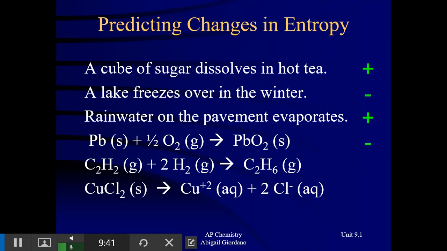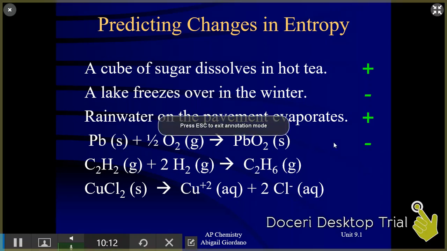Okay, now in the next one, if you look at the states of matter, everything is a gas. So there's no phase change going on. We're not changing states of matter here. But you can use two arguments for this one. Once again, this is a synthesis reaction. Two reactants are becoming one, so it's probably a situation where things are becoming more organized, but here's another reason.